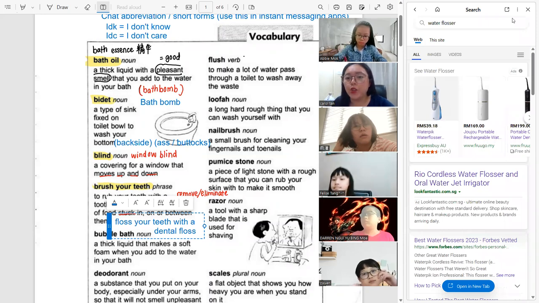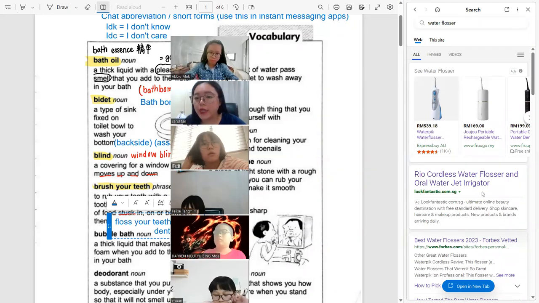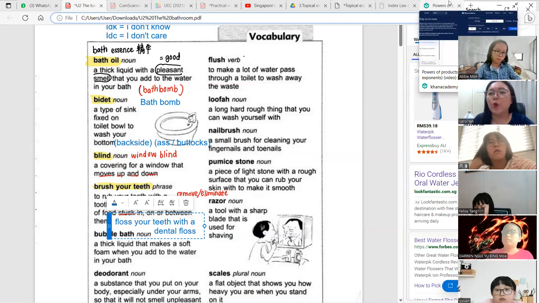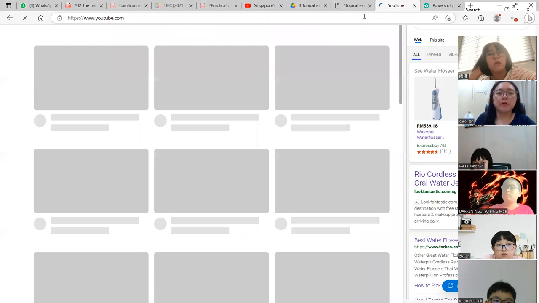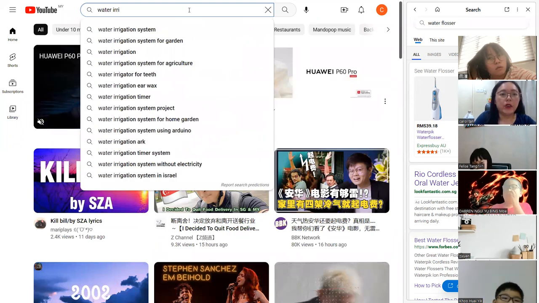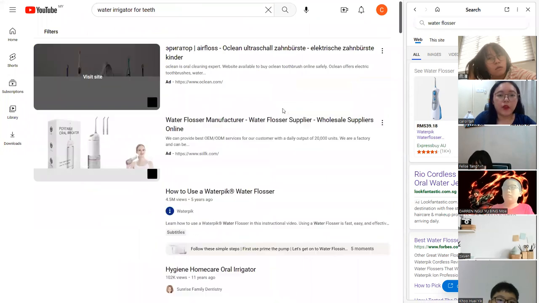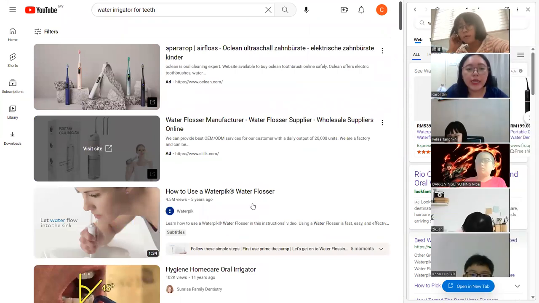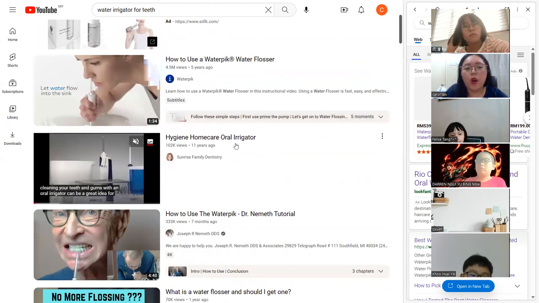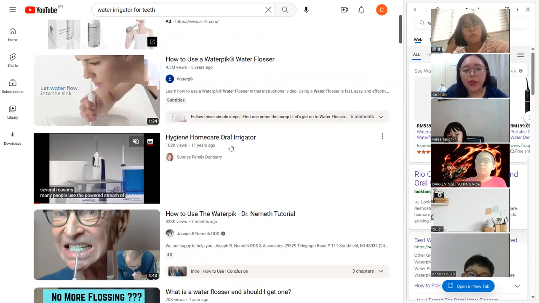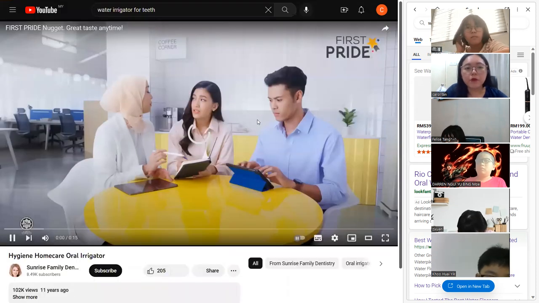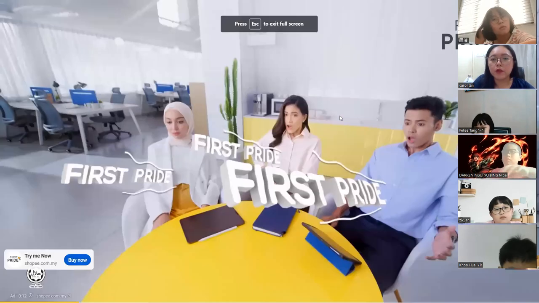Yeah, this one. Let me show you the water jet irrigator. Okay, wait, let me show you that. Everybody can write it on your paper also. It's called the water irrigator for teeth. Everybody can write water flosser. This is how the water flosser or the oral irrigator works. Y'all can write water flosser or oral irrigator. Let me show you this.